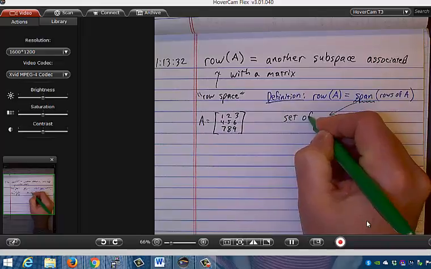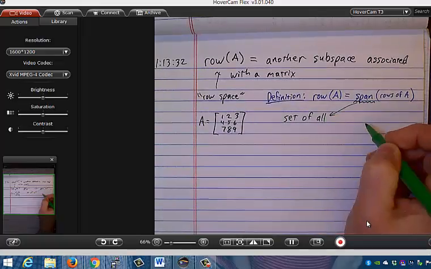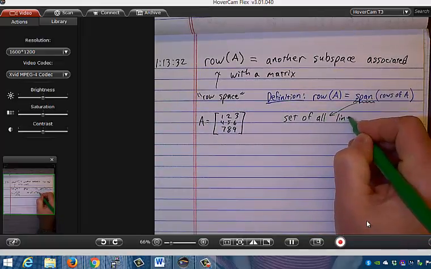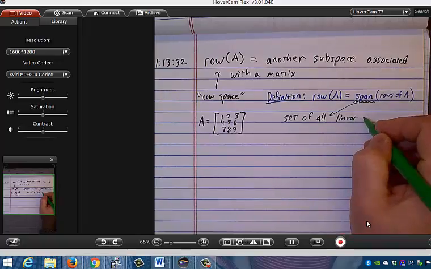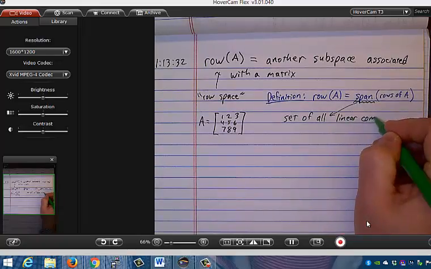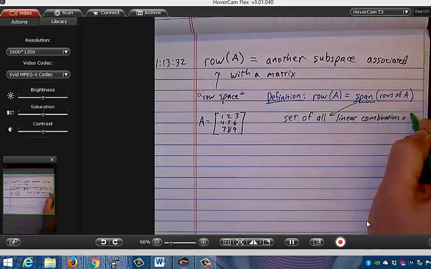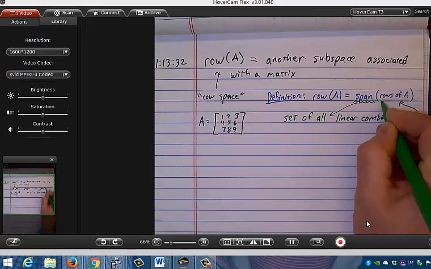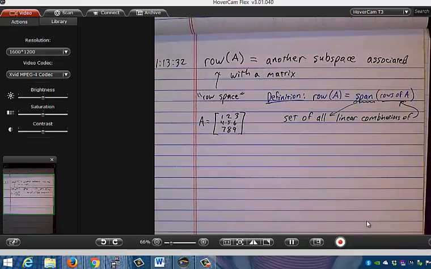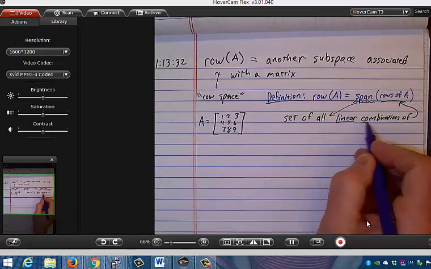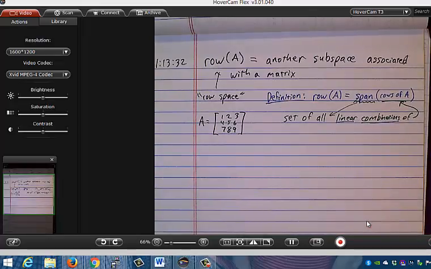It's the set of all linear combinations of the rows of A. It's the set of all linear combinations of the rows of A. So there's another vocab word. This is why it's just a foreign language right now. You ever had a math class where you've had so few numbers and so much vocabulary?